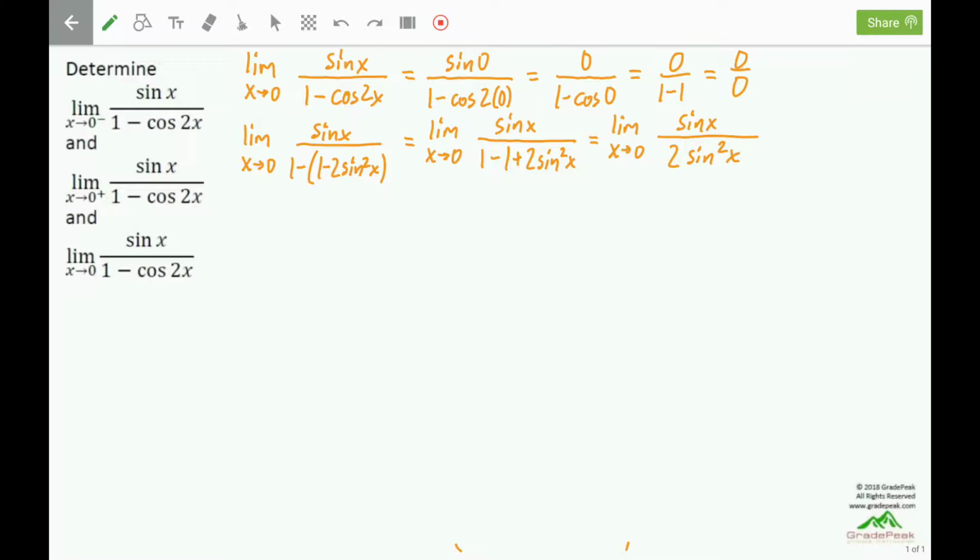There's a sine of x in both the numerator and denominator that can cancel out. There's 2 of them in the denominator, so 1 will cancel, leaving 1 over in the denominator. The 1 in the numerator will cancel, leaving a 1 in the numerator. So this has now become the limit as x approaches 0 of 1 over 2 sine x.